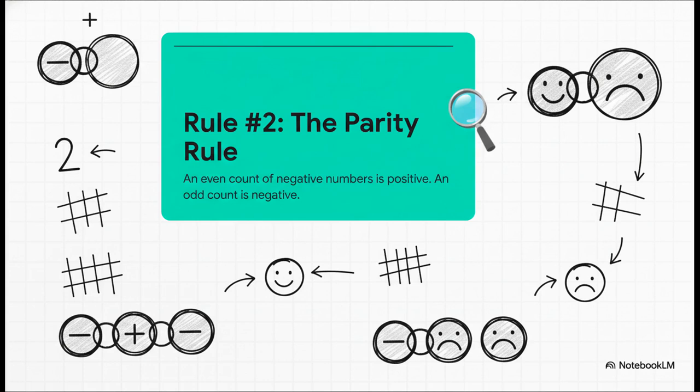Think about it. A negative times a negative gives you a positive, right? But then, if you multiply by another negative, it flips back to negative. Add a fourth, and it's positive again. So it all comes down to how many there are. If you have an even count of negative numbers, the final sign will be positive. If you have an odd count, it's going to be negative.